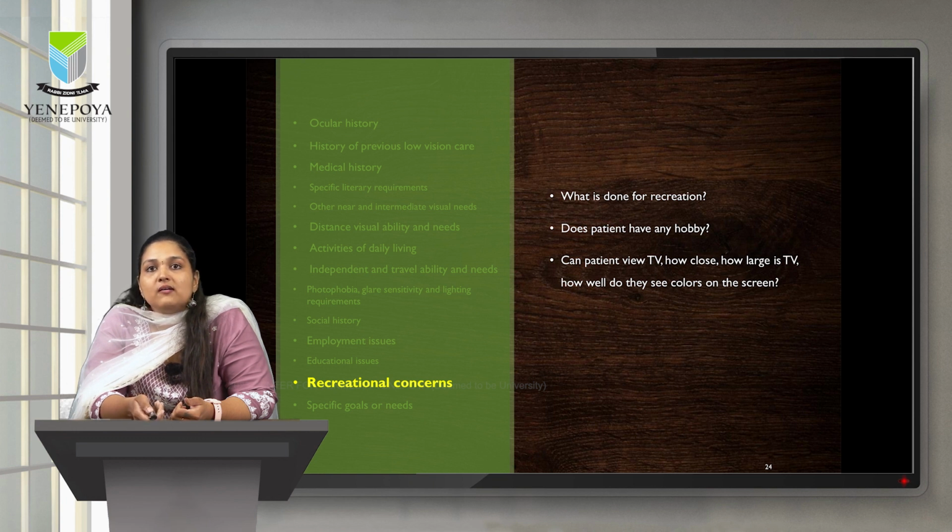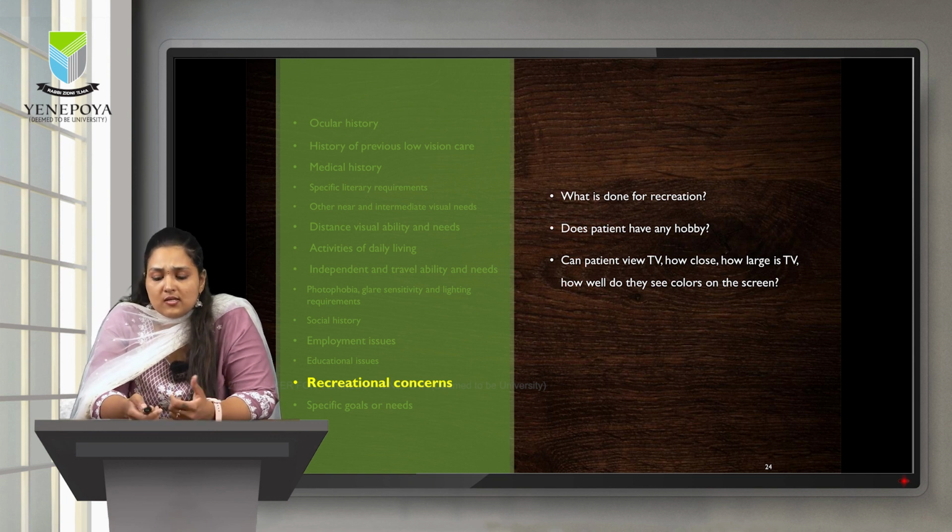So these were the recreational concerns and specific goals. Specific goals also come under the recreational concerns itself. For example, my specific goal is that I am too much into my pets. So what can I do to improve that or continue that, that's it. So, specific goals or recreational concerns.